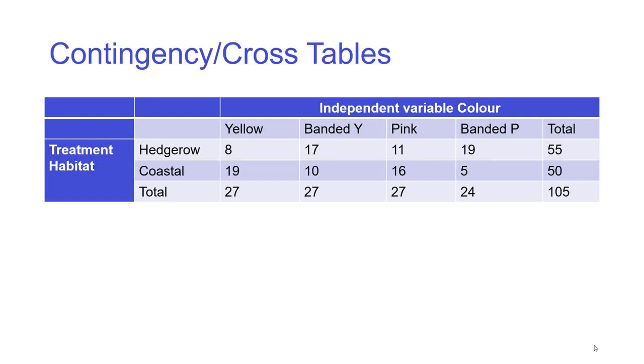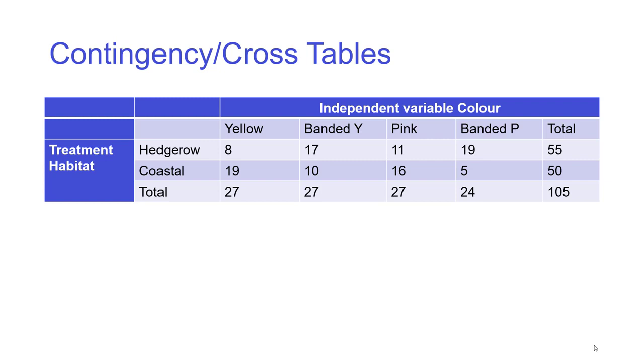The habitat where you find the snail is the treatment. It's the thing that you're expecting to have an effect, so it's the independent variable, and the dependent variable is the colour. The colour patterning of the snails is changed by where they're living, based on predation.